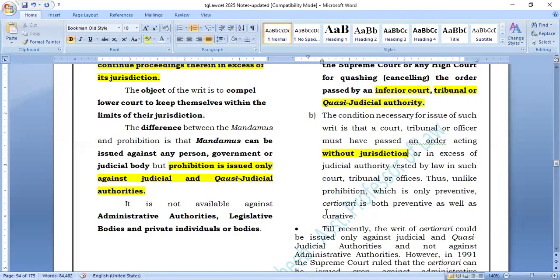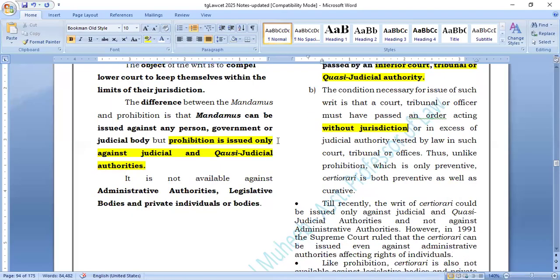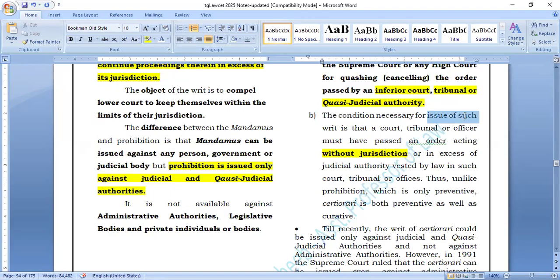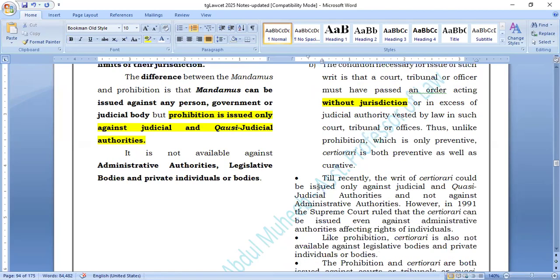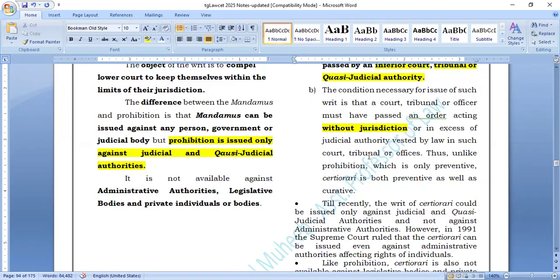आवाज नहीं आ रही. Hello. Read it. The condition necessary. The voice नहीं आ रही.